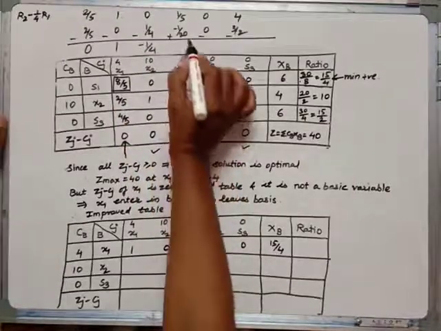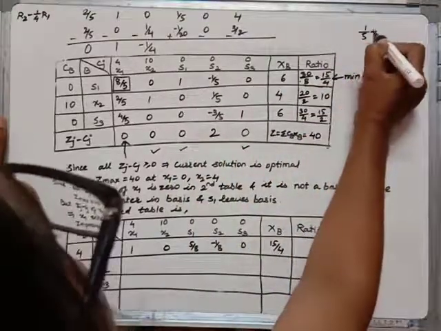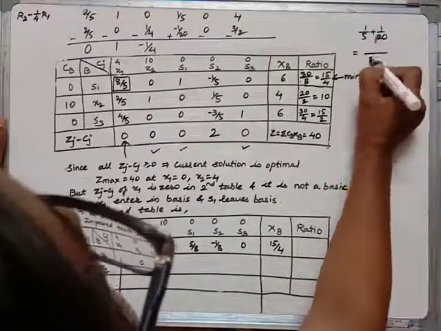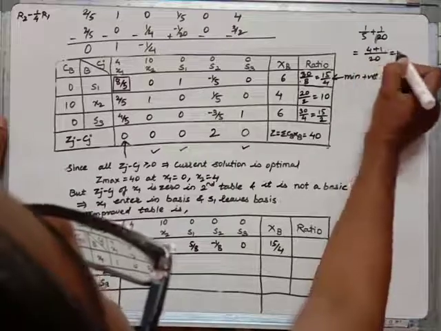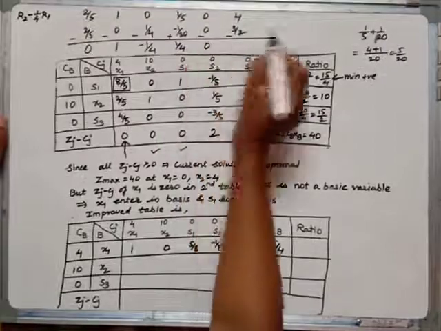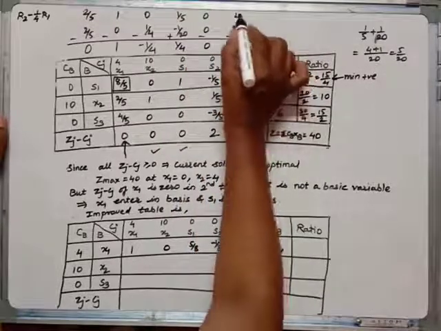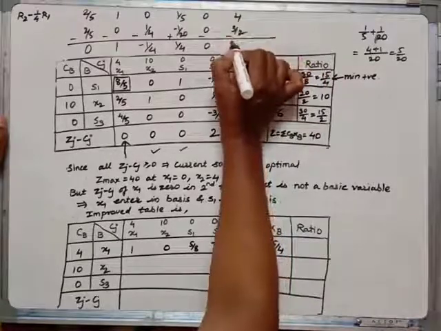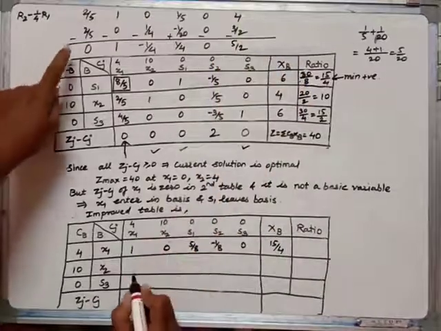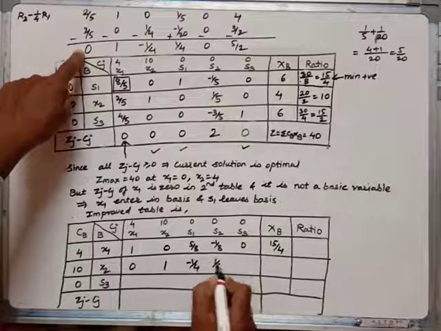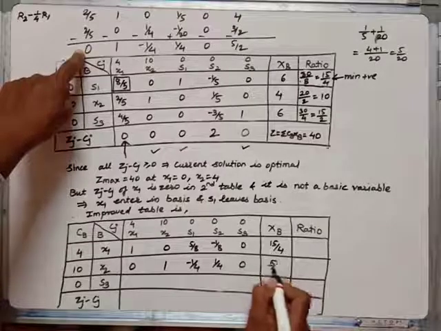Now here this 1 by 5, look at it, 1 by 5 plus 1 by 20. So 20 is our LCM. Here we get 4 plus 1, so 5 by 20. So that is 1 by 4. So let me write 1 by 4. Here 0 and 4 minus 3 by 2. 4 minus 3 by 2 will be, take an LCM, 8 minus 3, so 5 by 2. So let me write that row as 0, 1, minus 1 by 4, plus 1 by 4, 0 and 5 by 2.